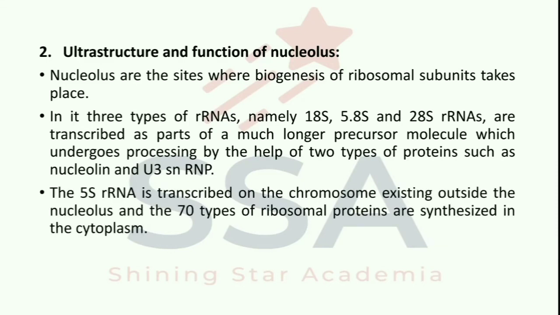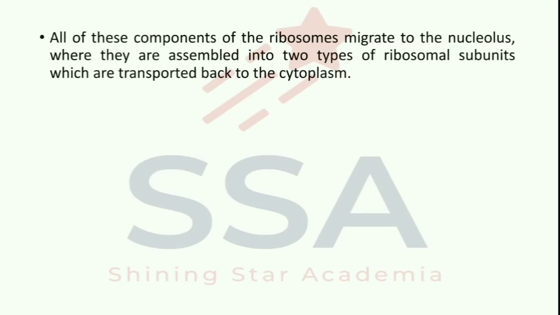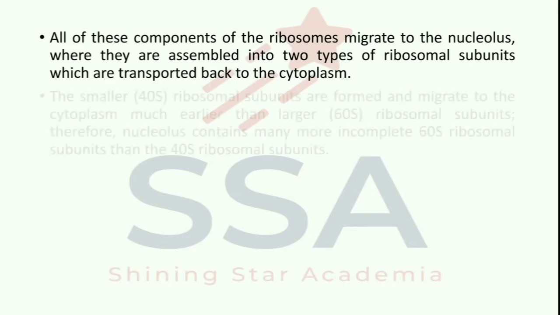The 5S rRNA is transcribed on the chromosome existing outside the nucleolus and the 70 types of ribosomal proteins are synthesized in the cytoplasm. All of these components of the ribosomes migrate to the nucleolus where they are assembled into 2 types of ribosomal subunits which are transported back to the cytoplasm.